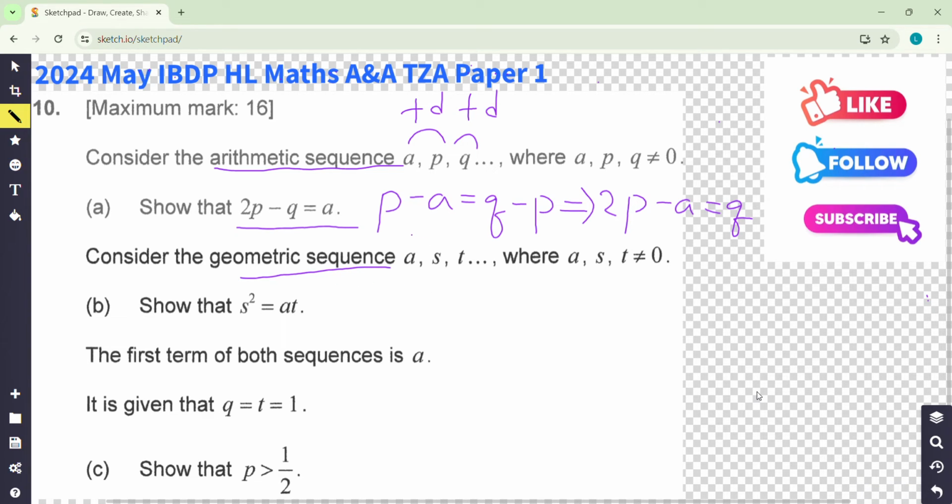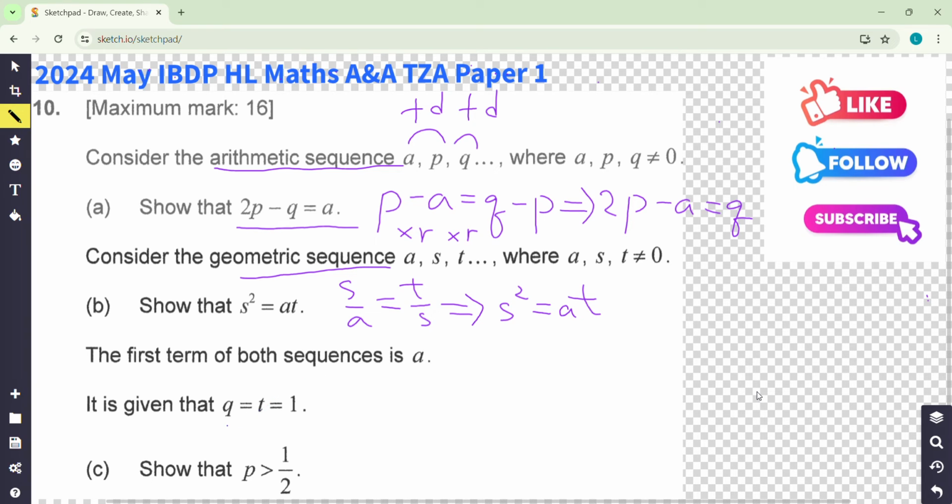So you remember, multiplied by r, multiplied by r, so they have the common ratio. So s over a equals t over s, so cross-multiply. So s squared equals at. I apologize, I can't find any intermediate step. I think IB will forgive us too and give us the marks.